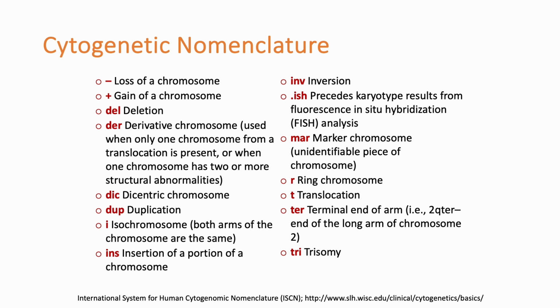R stands for a ring chromosome, where the chromosome forms a circular shape. T means a translocation, where parts of chromosomes have switched places. TER indicates the terminal end of a chromosome arm. Finally, TRI stands for trisomy, which means there's an extra copy of a chromosome, as in Down syndrome, such as trisomy 21. Understanding these terms is important because they describe the nature of chromosomal changes we might find during genetic testing and how these changes could affect health and development.